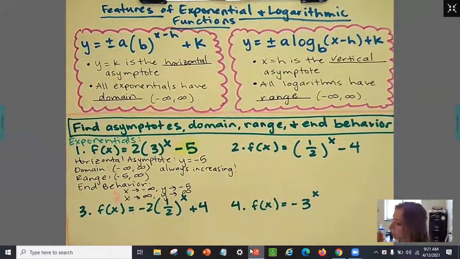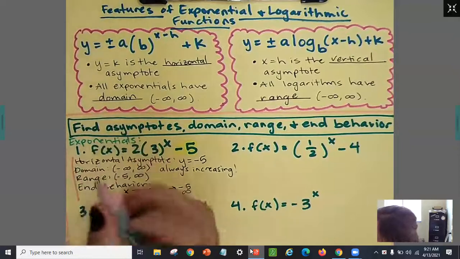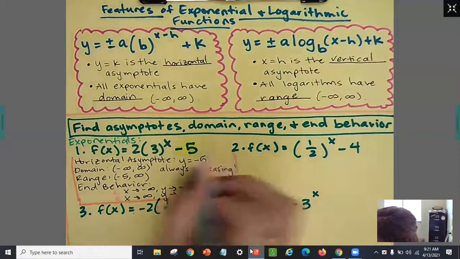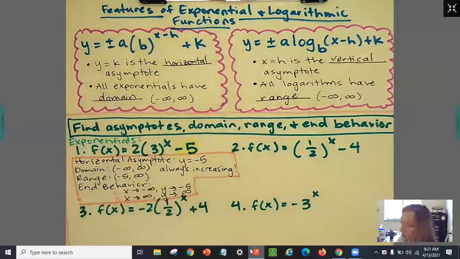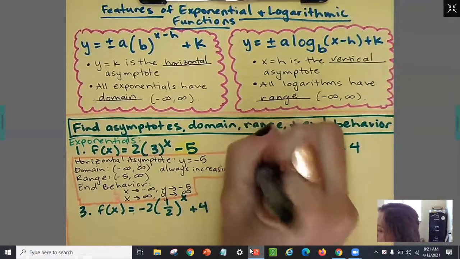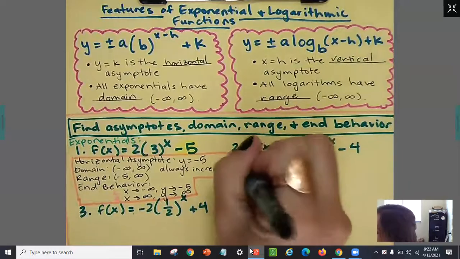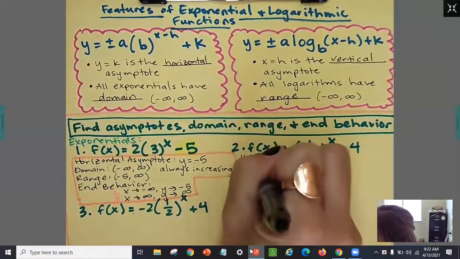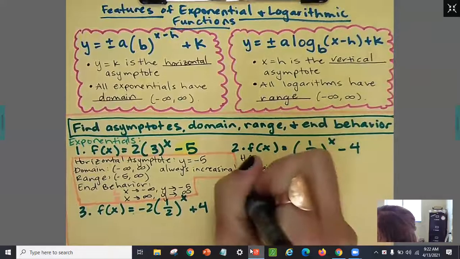Okay, so let's try out another problem. All right, and this is another exponential, so we are going to have the same features going on. So I'm just going to start writing HA for horizontal asymptote. We're going to be finding the domain, we're going to find the range, and we are going to do the end behavior.